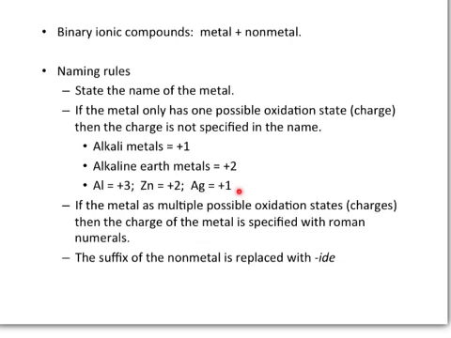If the ionic compound involves a metal that doesn't fall into these categories, then it can have multiple possible oxidation states or charges. When that is the case, the charge of the metal needs to be specified after its name using Roman numerals. Finally, we name the nonmetal, and we replace the suffix of the name of the nonmetal with -ide. So let's look at a couple of examples.